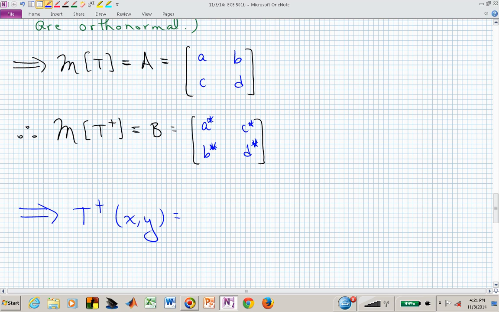If that's the matrix representation of the adjoint, what's the map of the adjoint applied to (x, y)?